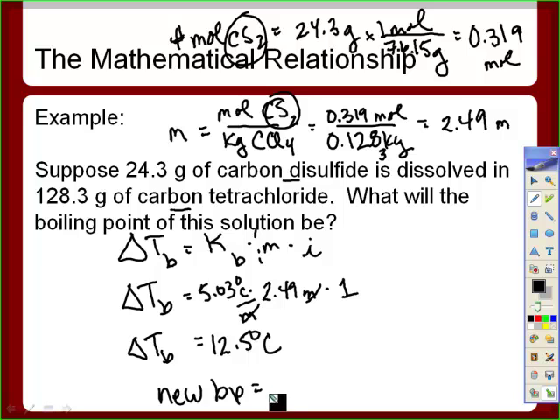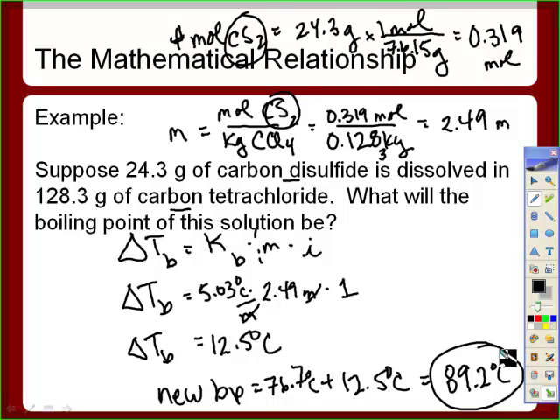Now that's the change in the boiling point, so the new boiling point is going to be equal to the original boiling point of carbon tetrachloride, and that's going to go up by 12.5 degrees Celsius. So for carbon tetrachloride, the boiling point is 76.7 degrees Celsius normally. Add to that 12.5, and we get the new boiling point of 89.2 degrees Celsius.